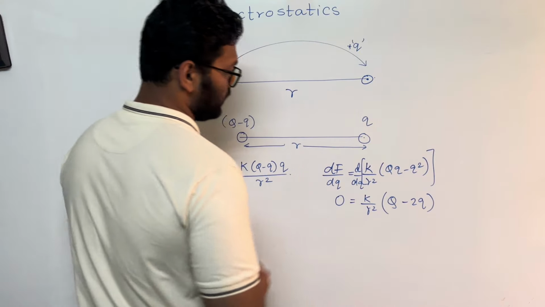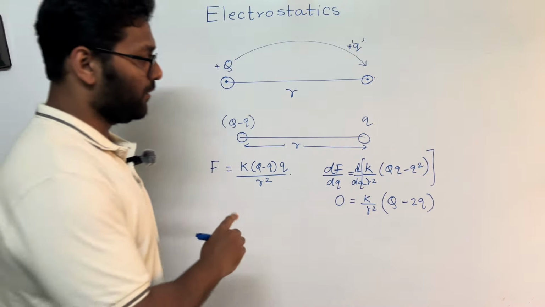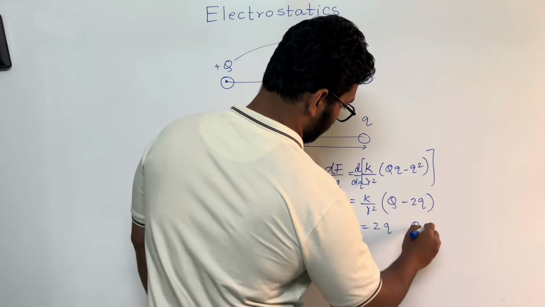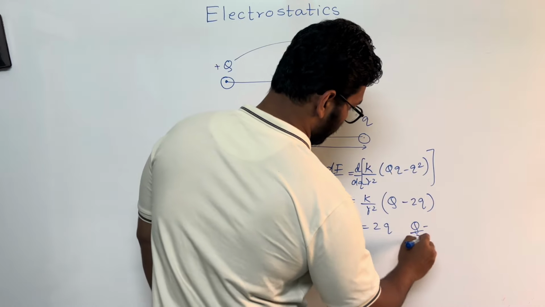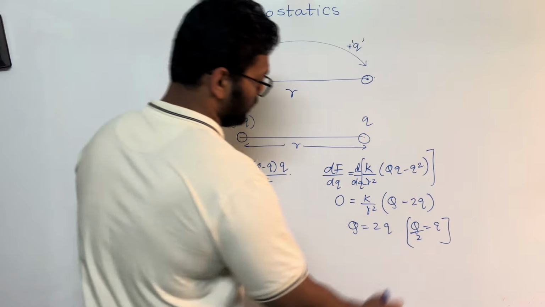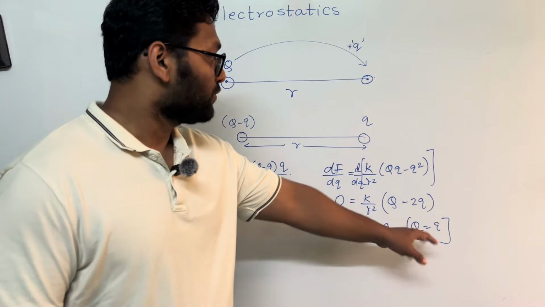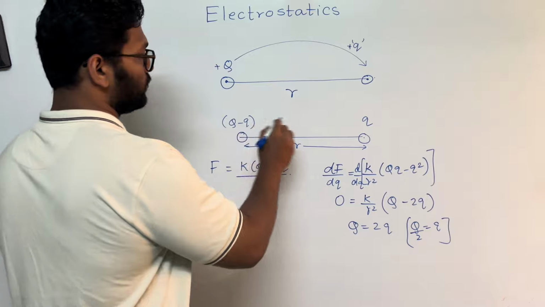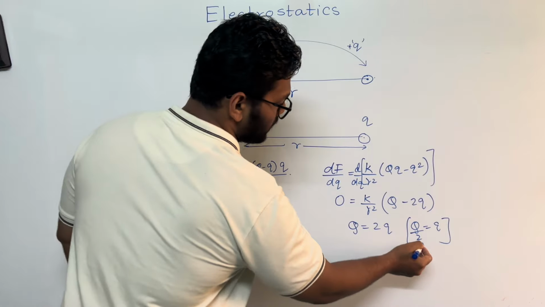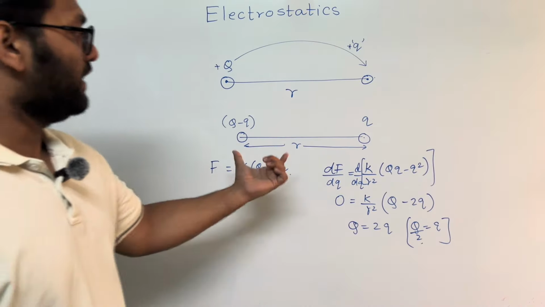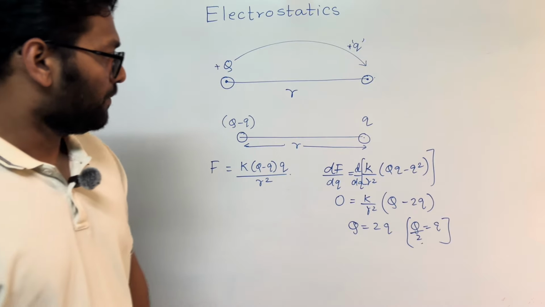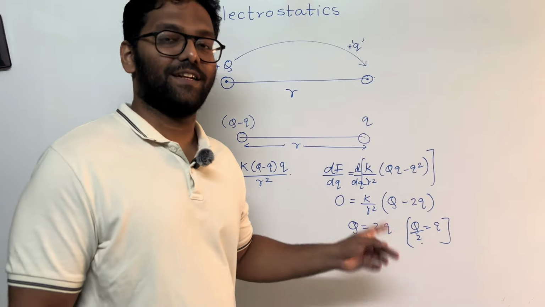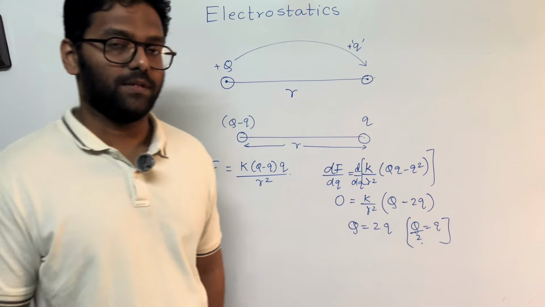Now to maximize it, I have to set it to 0, so you will get Q is equal to 2q. So Q by 2 is small q. So you have to transfer half of Q. If you want to transfer charge to maximize the repulsion, you have to transfer half of that charge. Only then you will get the maximum repulsion. By the way, you can take a double derivative and check if it is negative or not. If it is negative, then it is a maximum. Yes, it is negative. Okay.